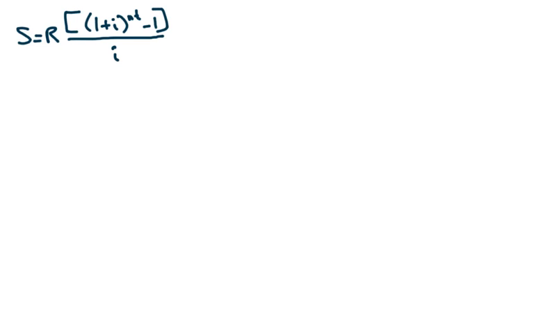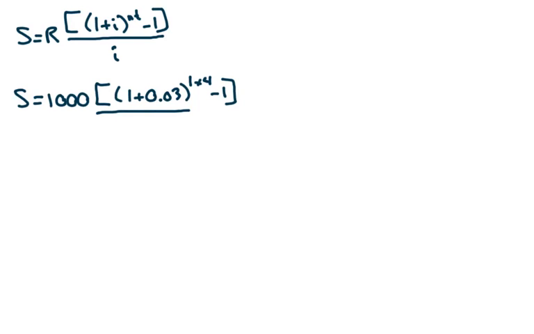While it may be a little more complex and take a couple more steps to do, the math that we're doing is nothing that we haven't already done. So substituting in what we know, S we don't, R is 1,000. In the brackets we have 1 plus 0.03 to the power of 1 times 4 minus 1, which is divided by 0.03.